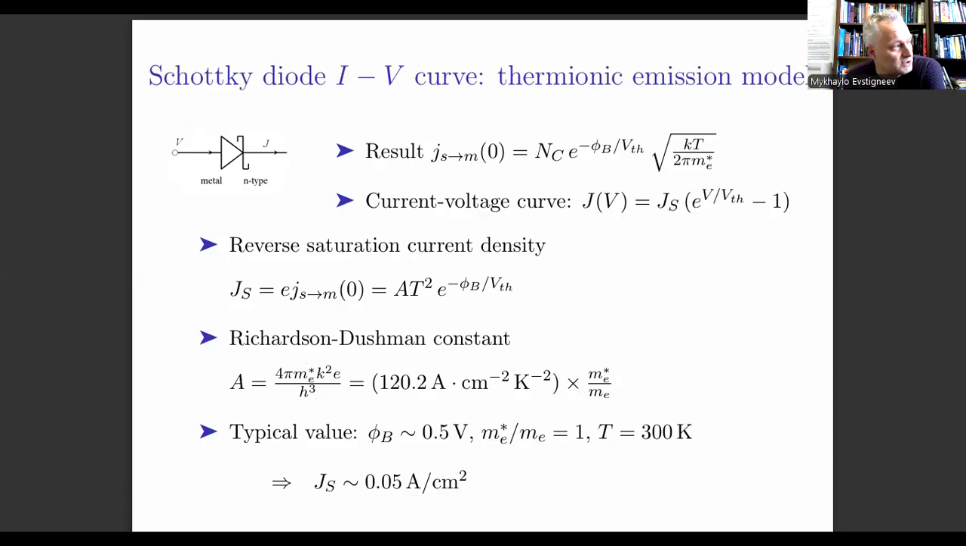So the reverse saturation current density turns out to be quite high. It is in the milliamp per centimeter squared range, maybe even higher, tens of milliamps per centimeter squared. And this is what makes Schottky diodes different from p-n junction diodes. In Schottky diodes, you are using the majority carriers, but in p-n junction diodes, it is the minority carriers which participate in the current formation. So because of that, the reverse saturation current density is much higher in Schottky diodes than in p-n junction diodes.